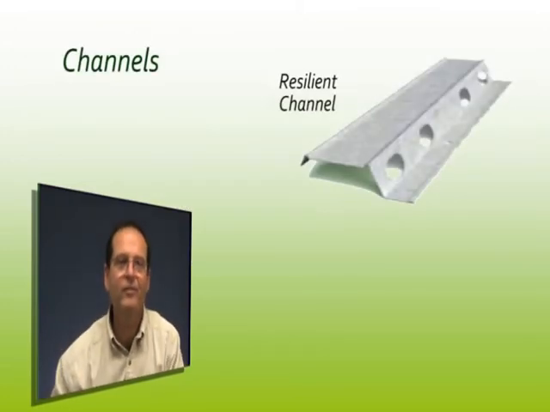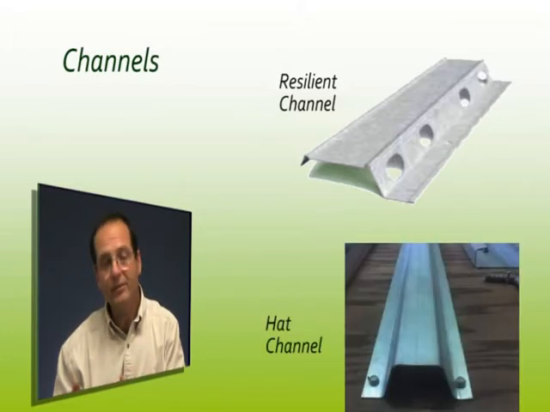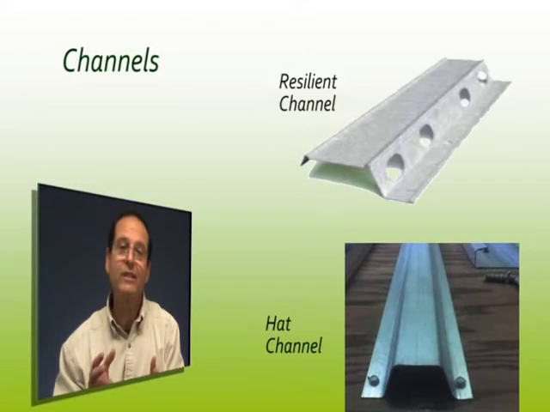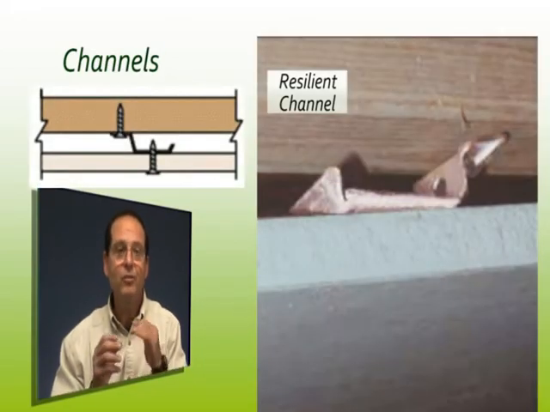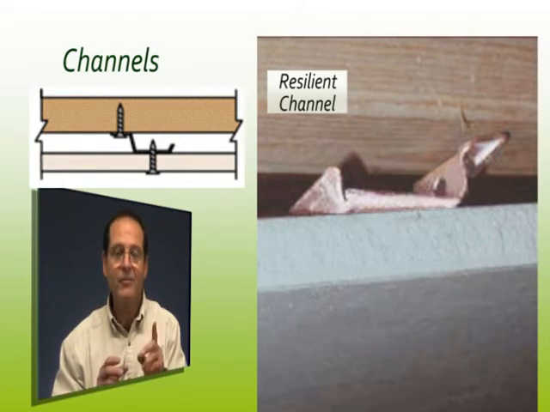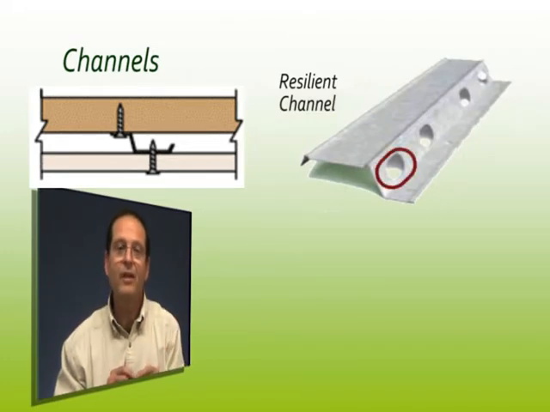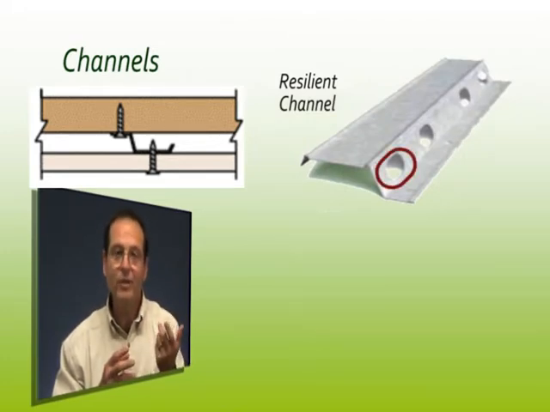So one of the first things is this resilient channel. So there's resilient channels, there's hat channels. Not the same thing. Okay, so resilient channels actually decouple the joist from the drywall. You can see in that little diagram there that there's attachment specifically to the joist and one to the drywall. It allows it to flex. They usually have the little slots in them too that actually help prevent noise from making its way through.